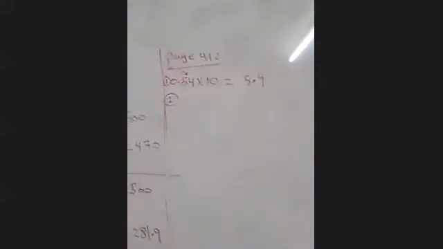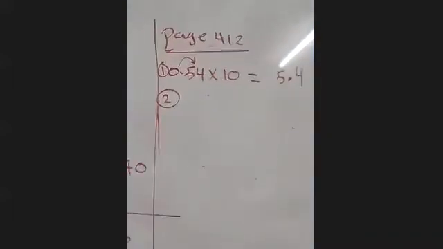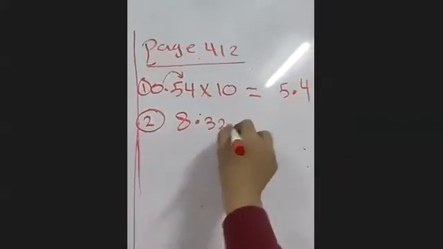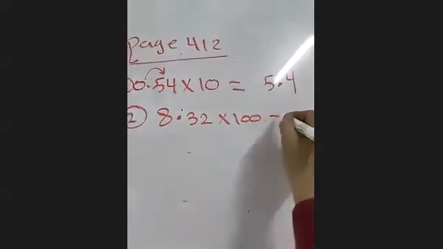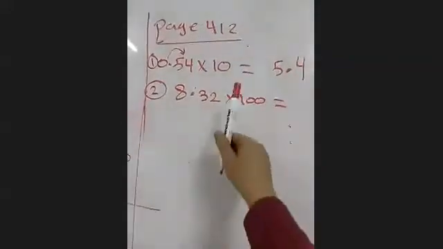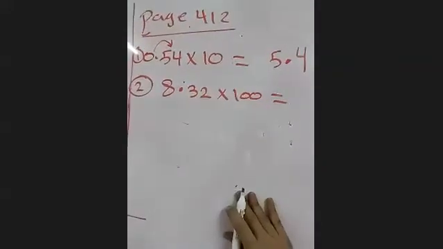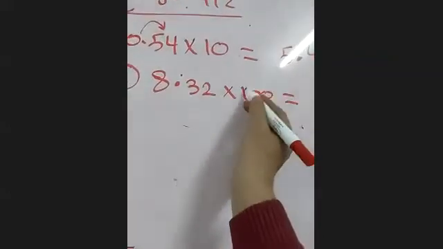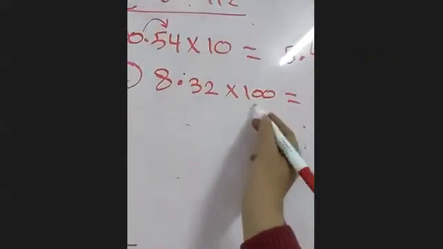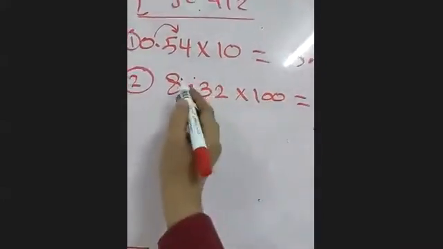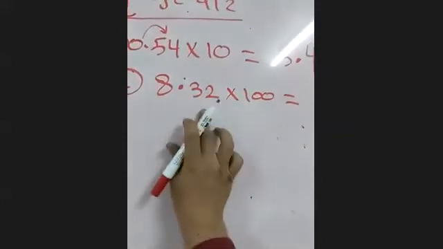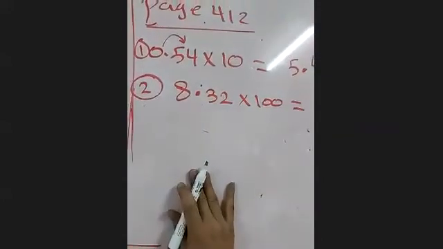Question 2. 8.32 multiply 100. Do we have a power of 10? No, we will take the 2 zeros of 100. We count the zeros. How many zeros here? 2. So we will push the decimal 2 digits, right? Do we have enough digits? No, we will put zeros.